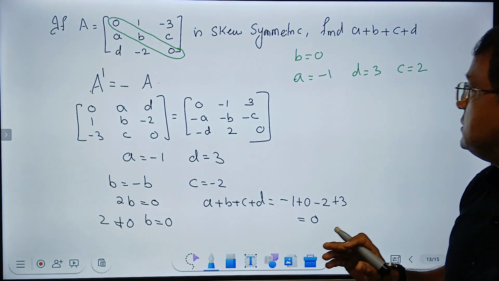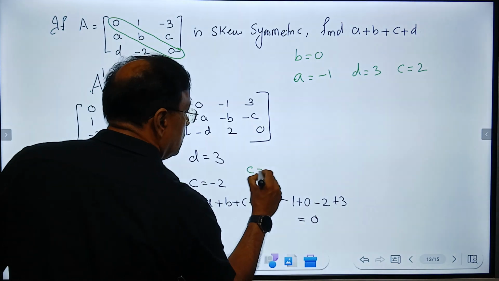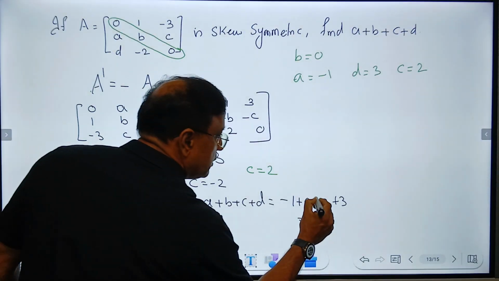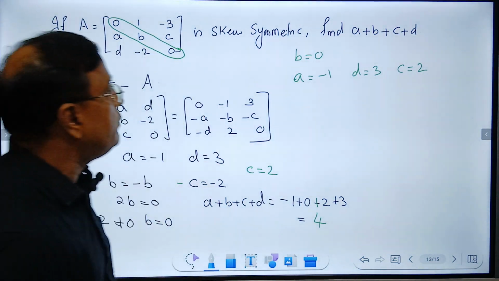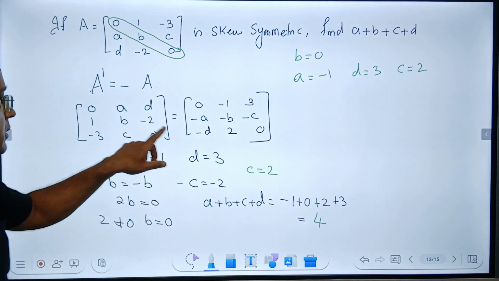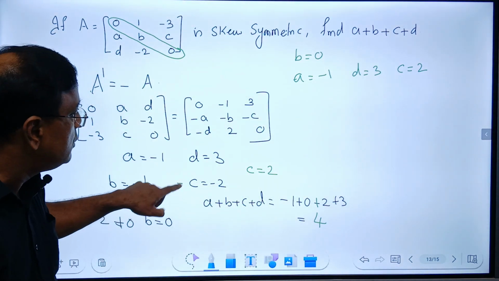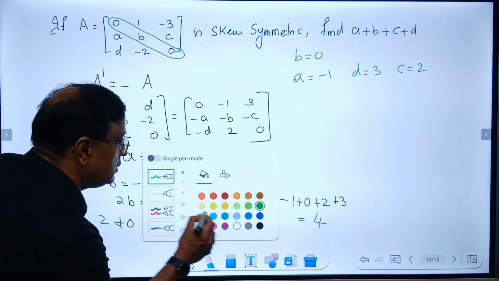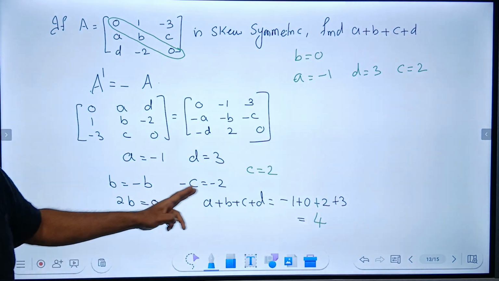I think I made a mistake here. Minus C. So it is C equal to 2. It's a small error. So answer is 4. So again here you can find A plus B plus C plus D. Here I just missed that. Minus C equal to minus 2. Instead I wrote plus C. I hope it's not confusing.